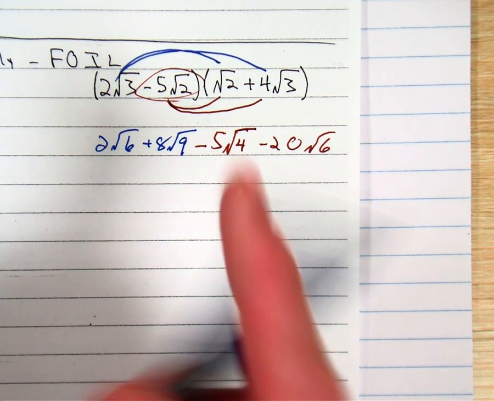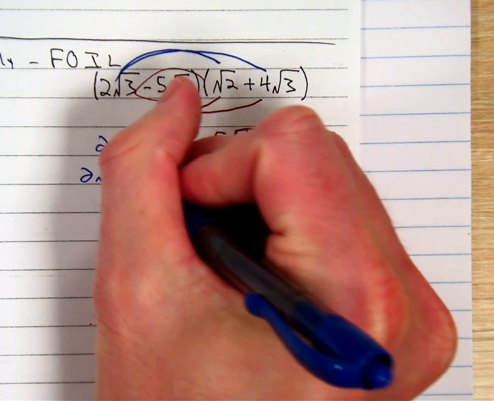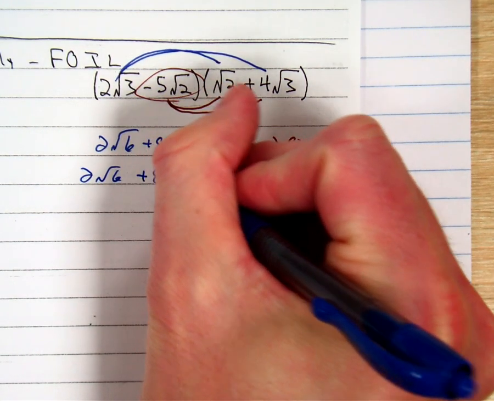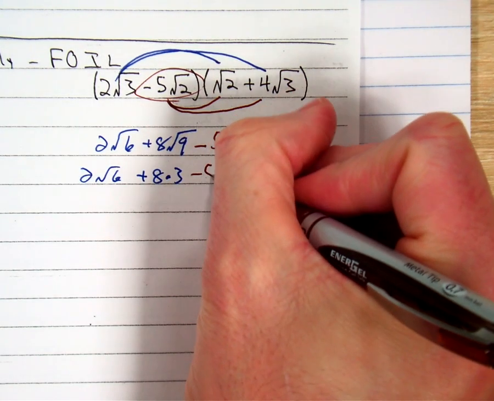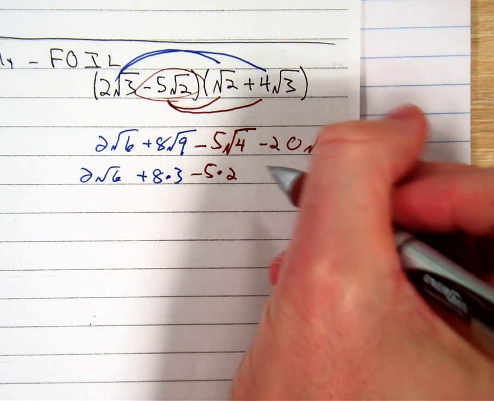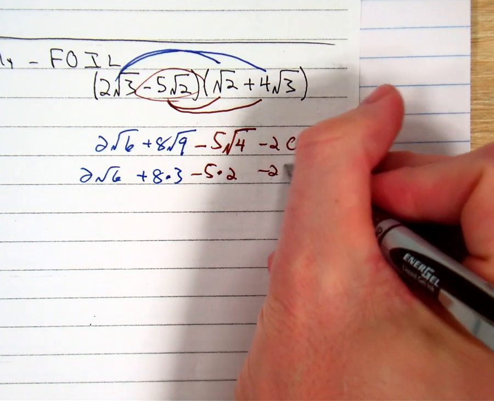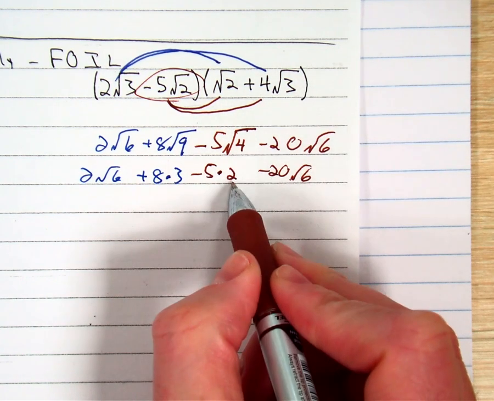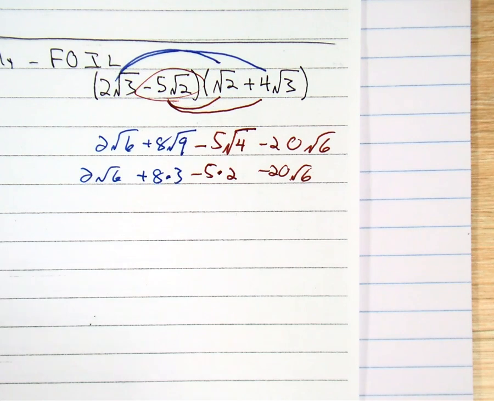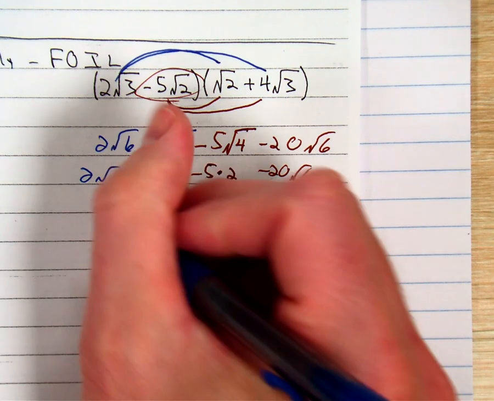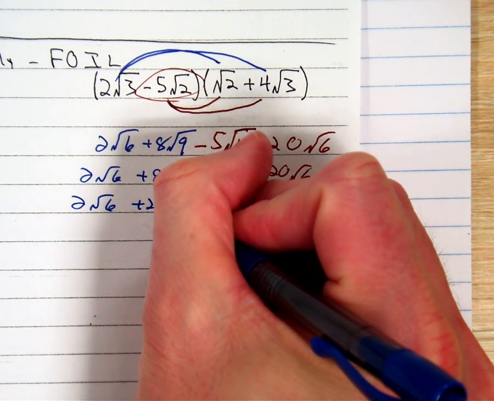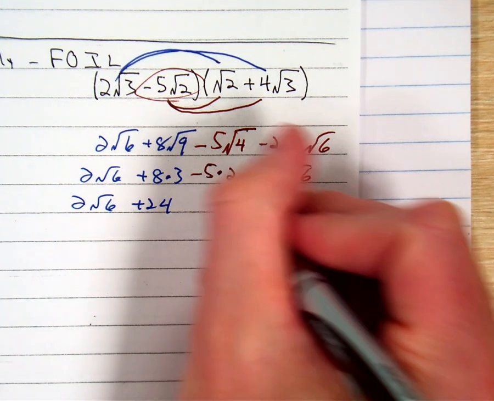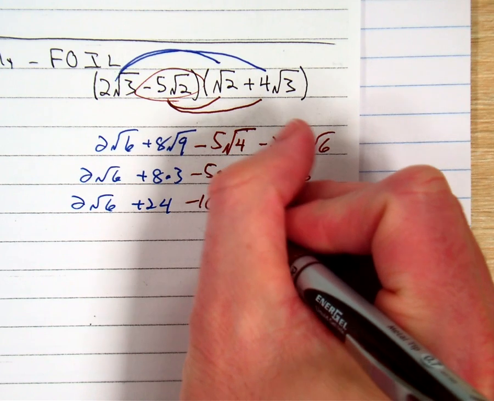Okay, so we've got 2 radical 6 plus 8 times 3 minus 5 times 2. Simplifying those radicals, right? Square root of 4 is 2, square root of 9 is 3. 8 times 3, we have plus 24. Minus 5 times 2, we got minus 10.